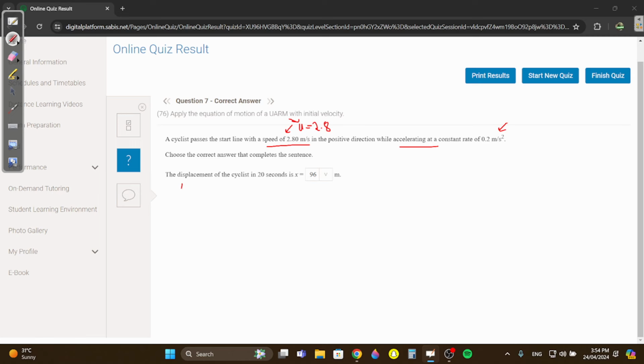Okay, what's going to be the displacement? So they want x. This is acceleration. They gave you a, and they gave you time, 20 seconds. Okay, which formula has x, a, u, and t? It was x equals half a t squared plus ut plus x node. X node means initial x or whatever.